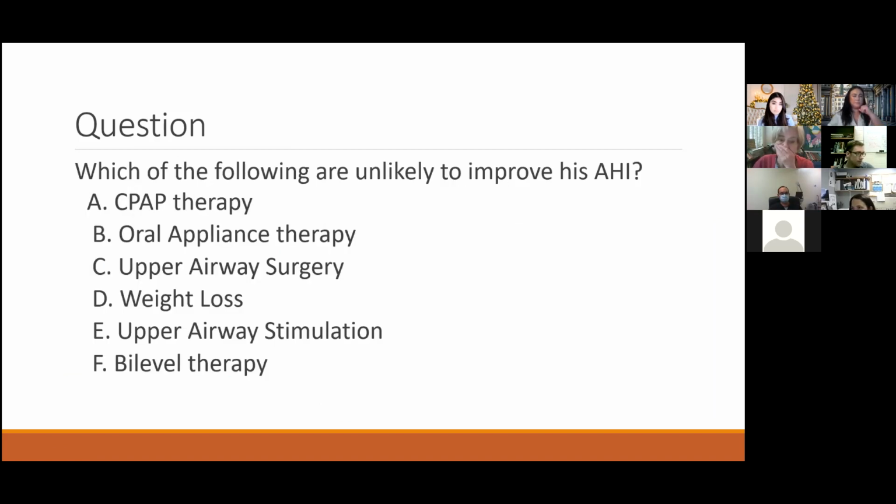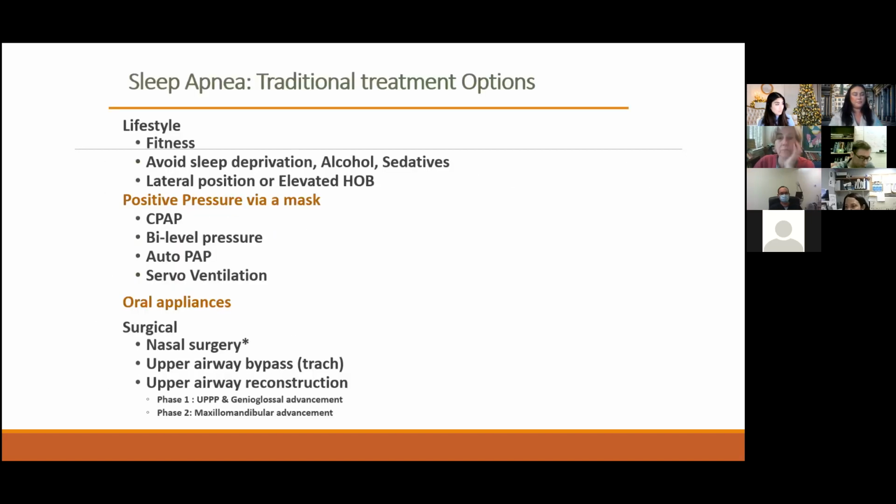So for the last 2 minutes, I'm just going to talk quickly about treatment that's available. Every patient with sleep apnea should have a discussion of lifestyle. Fitness and weight loss can really help these patients. They should avoid sleep deprivation. That can actually worsen sleep apnea, as well as alcohol and sedatives.